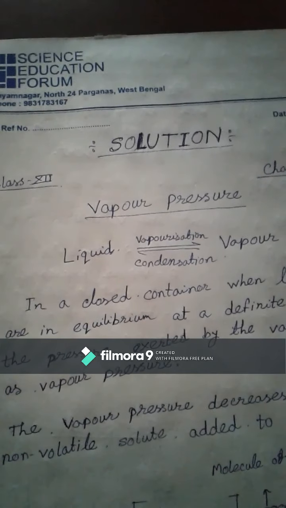For example, if I take a dish above boiling water, the vapor comes from the boiling water in contact with the lower surface of the dish, and again forms the liquid in droplet form. So when a liquid is taken in a closed container, two processes occur simultaneously. One is vaporization, that is liquid to vapor, and one is condensation, that is vapor to liquid.